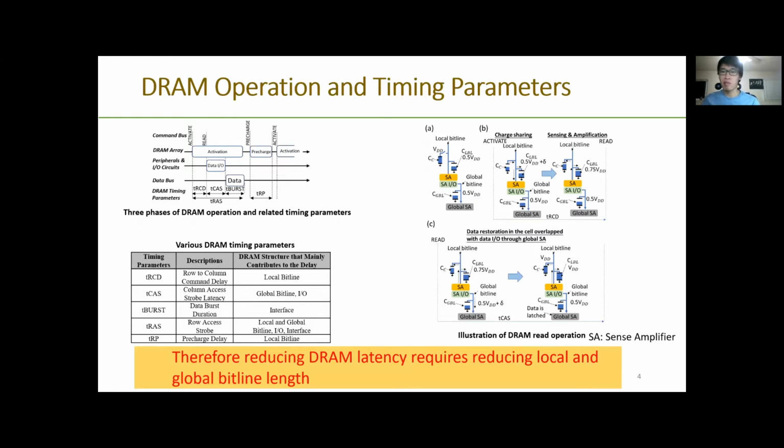And the capacitance of both bit lines depends on their length. This capacitance value is the major contributor to different timing parameters as shown in this table. These timing parameters dictate the DRAM access latency. Therefore, reducing DRAM latency requires reducing the local and global bit line lengths.